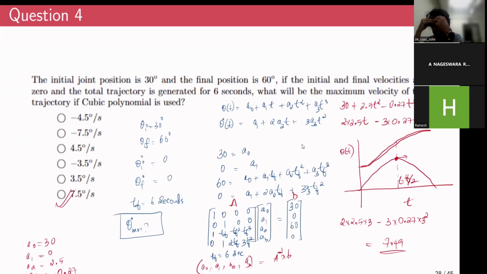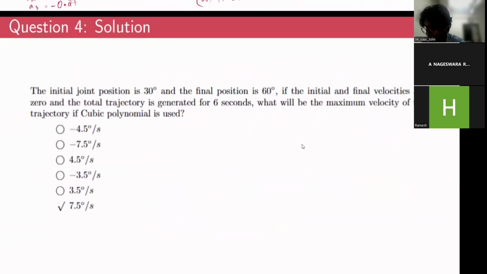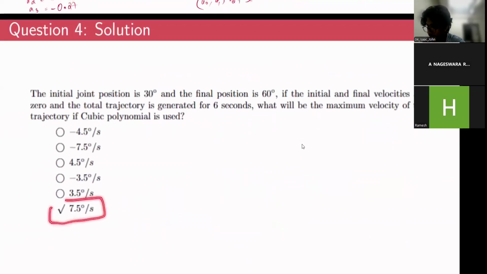It's a lengthy process. First, from the given boundary conditions, you have to find out the coefficients. Then using the coefficients, you substitute that into the generic equations of velocities. And if you know at what time the maximum velocity occurs, you substitute that time into this velocity equation, and the corresponding value you will be getting would be the value for maximum velocity. So that is indeed the answer. I hope that is clear enough. So the answer is indeed 7.5.